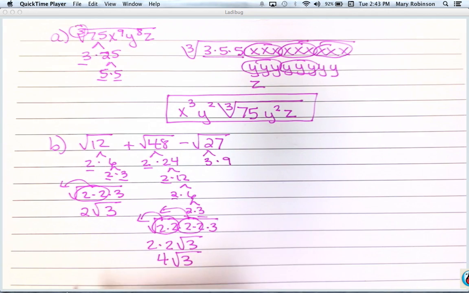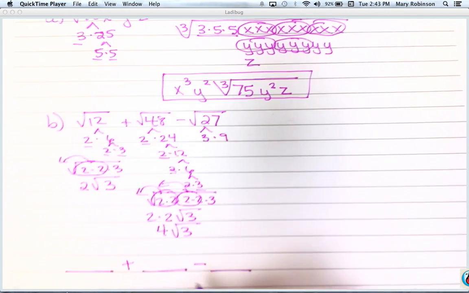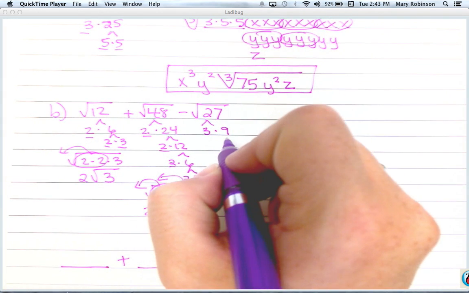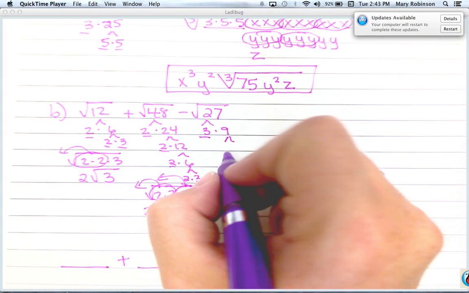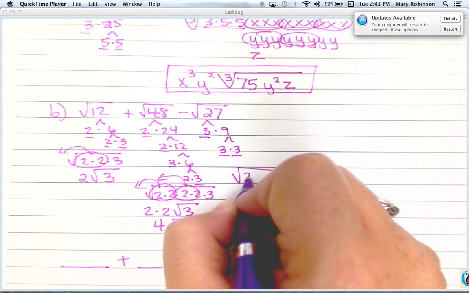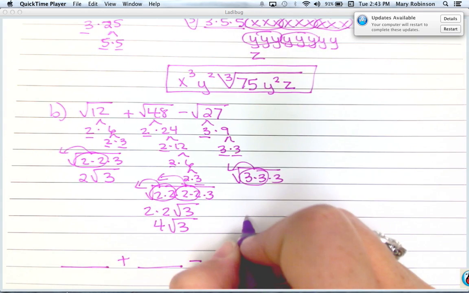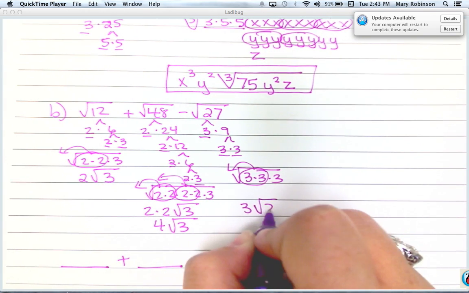That's perfectly fine. I'm going to make sure that we don't have any terms missing, or at least our signs in our final answer as well. So 27 breaks down to 3 and 9, which is 3 and 3. So if we have the square root of 3 times 3 times 3, we'll pull 1 3 out, and that will give us 3 square roots of 3.